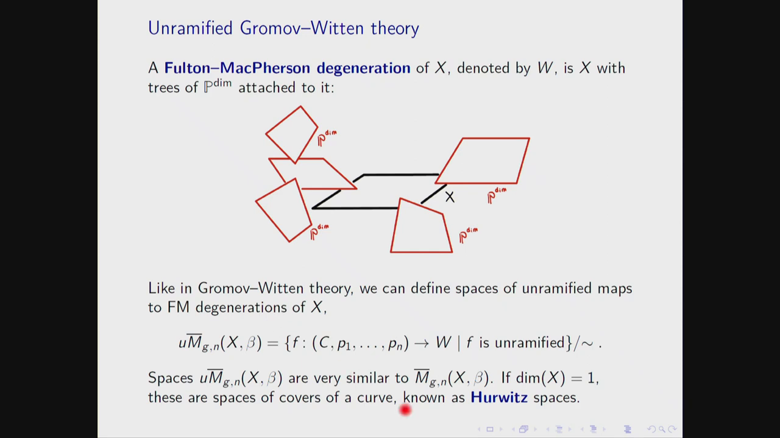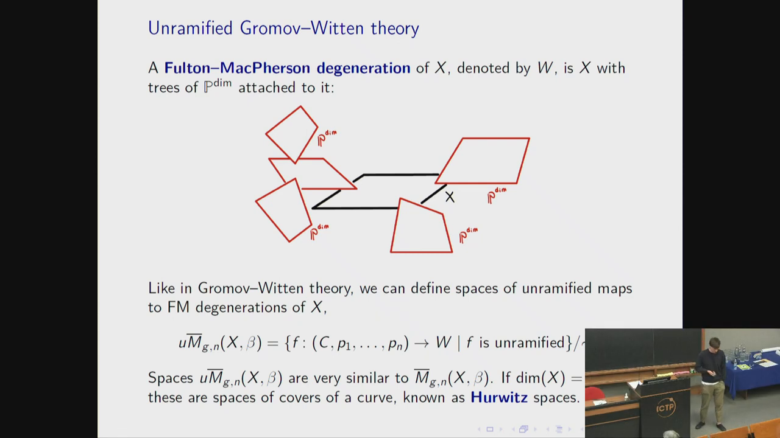In all ways, the space of unramified maps to these Fulton-MacPherson degenerations is very similar to spaces of stable maps, meaning that they're compact and you can integrate over them. In the case where X is dimension one, this is actually something well known. This is just a compactified space of covers of a curve. Or in other words, it's a Hurwitz space. So a Hurwitz space is just a compactified space of covers of a curve.